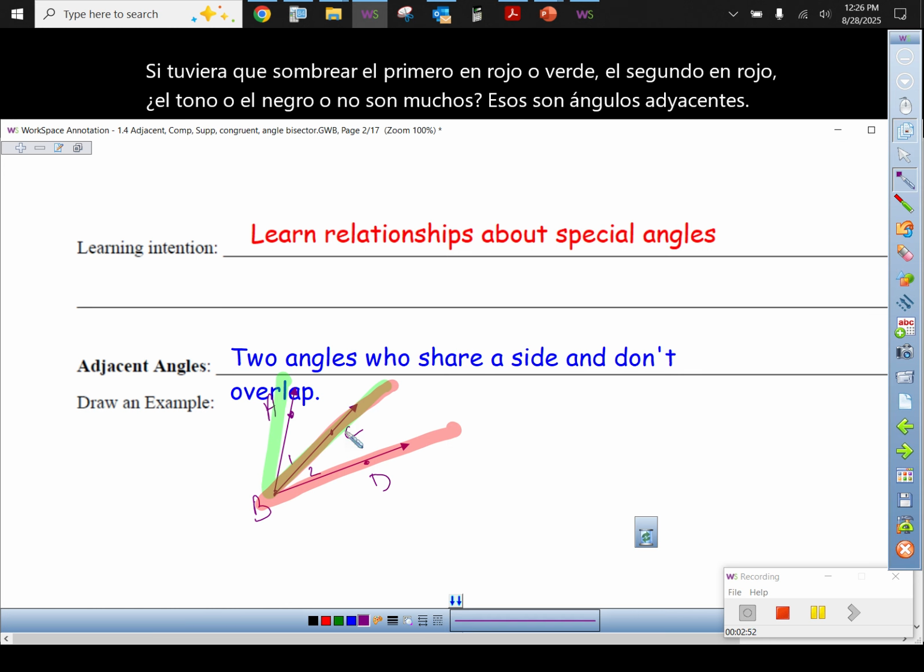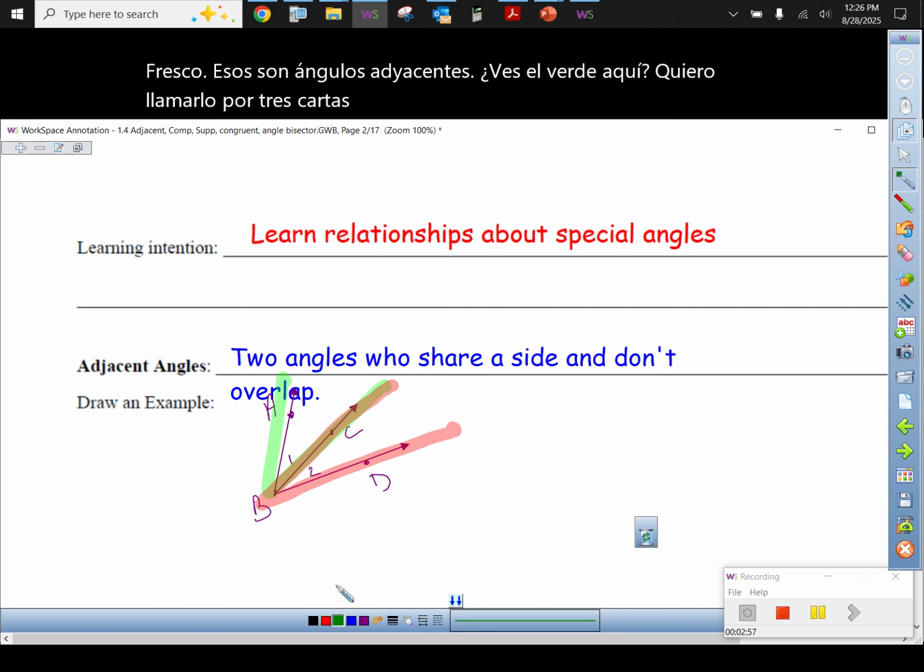Do you see the green one right here? I want to call him by 3 letters. You told me B is the vertex, so what would be the name of that guy by 3 letters? Angle what? B's got to be in the middle. So angle ABD, well, excuse me, yeah, ABC. I said that wrong. I made a mistake. I owned it, right? The green one is angle ABC. Are we cool with that?